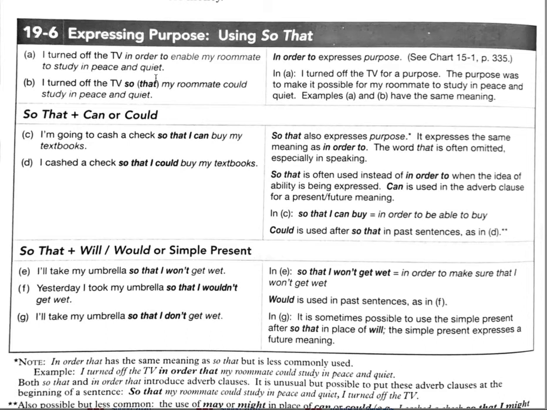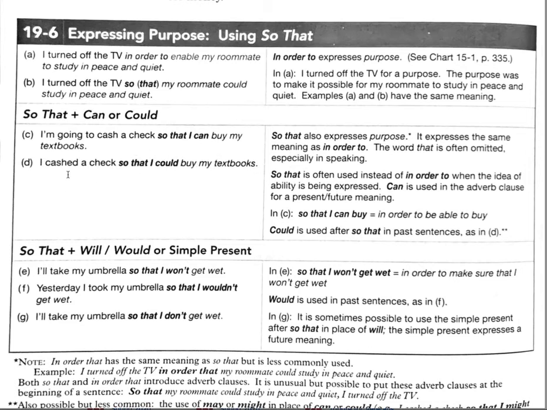You might say, I went to the library in order to study. Or, I went to the library so that I could study. If you look at examples C and D, I'm going to cash a check so that I can buy my textbooks. Why are you cashing a check? Here's your purpose, to buy textbooks. Letter D, I cashed a check so that I could buy my textbooks.